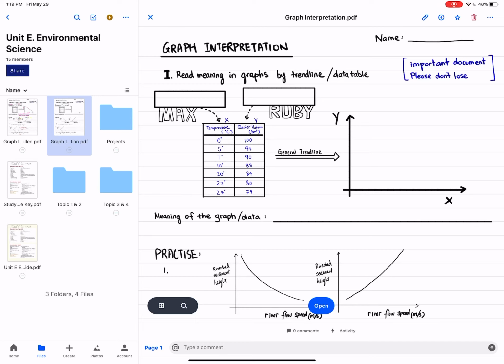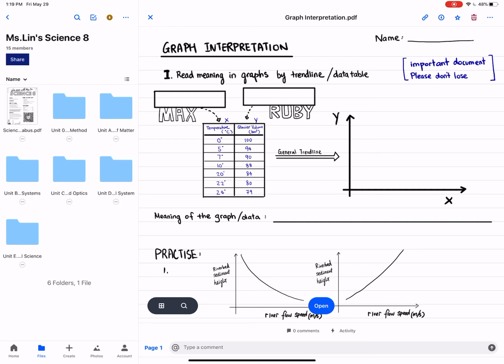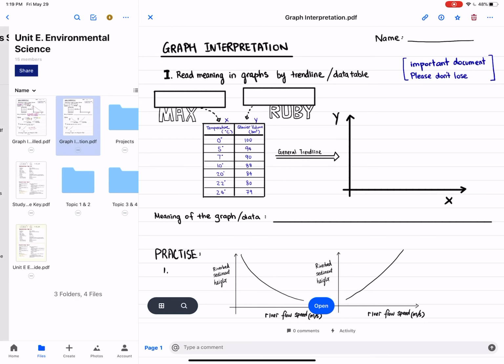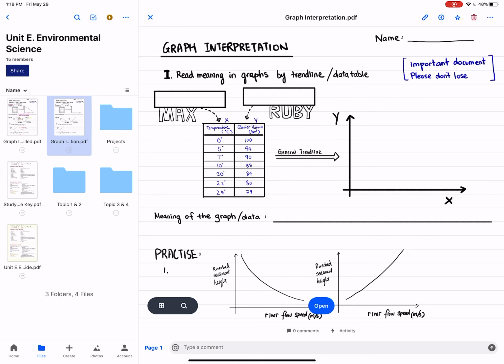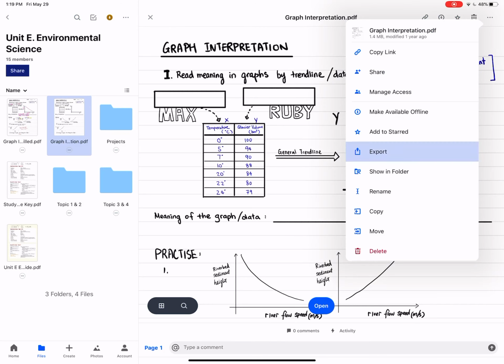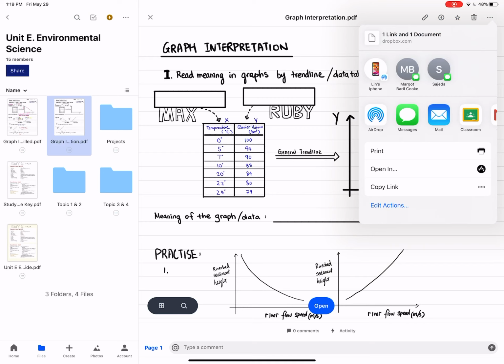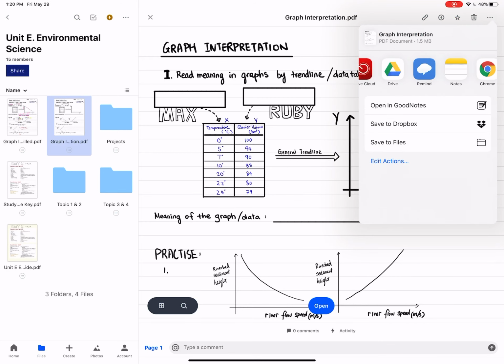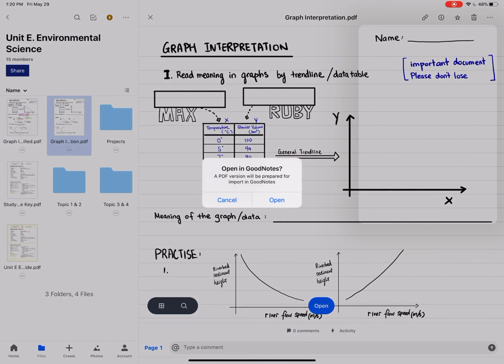Okay, it's about graph interpretation, and you need this document here. So when you go to my Dropbox, you will see this, and then Unit E. If you click Unit E, it's just this document right here. We're going to use this document to learn about designing graphs or interpreting graphs, because that's a really important skill you need to understand in grade 9. So let's export it to GoodNotes and let's get started.